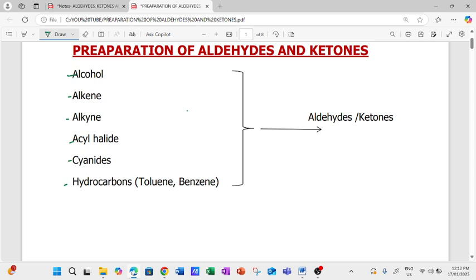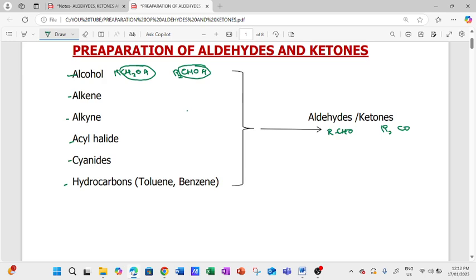So, alcohols. First is about alcohol. Alcohols are the compounds with general formula RCH2OH for primary alcohol, and for secondary alcohol it is R2CHOH. It means we will convert CH2OH to CHO if it is an aldehyde, which is RCHO. And ketones are R2CO. It means CHOH, secondary alcohol, how can we convert that to CO?